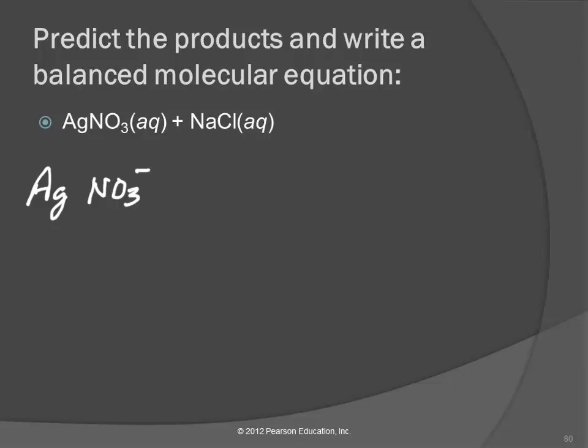Silver is one of those exception elements. Group 1A, Group 2A, Group 3A, and then zinc and silver. Aluminum is in Group 3A. It's a 3+ charge. If you go down one step, zinc is 2+. Go down another step, and silver is 1+.